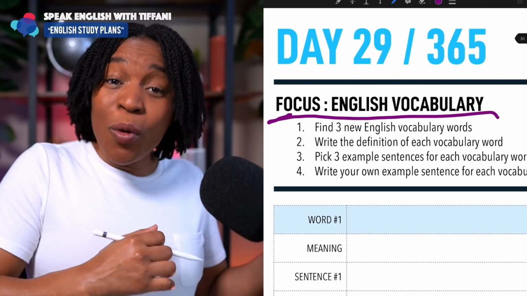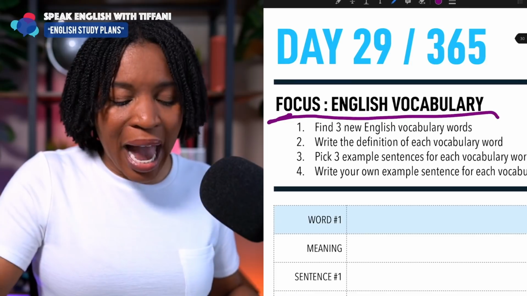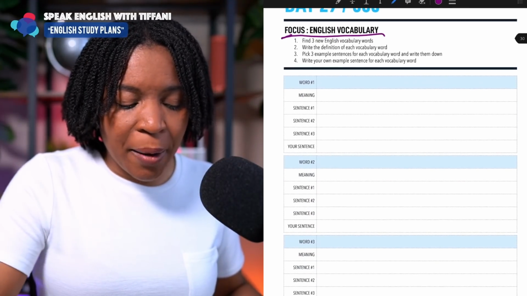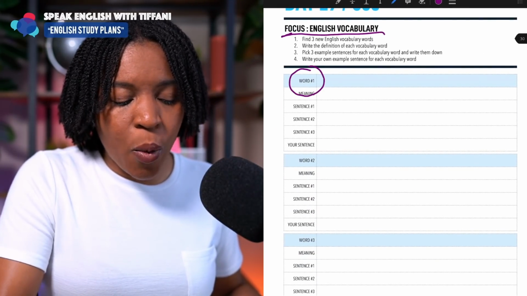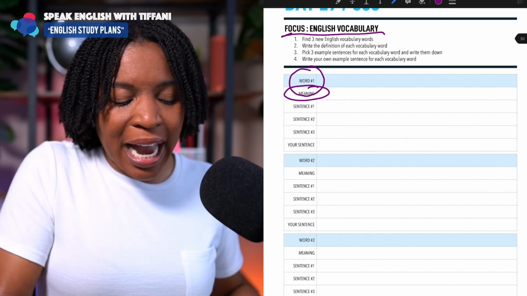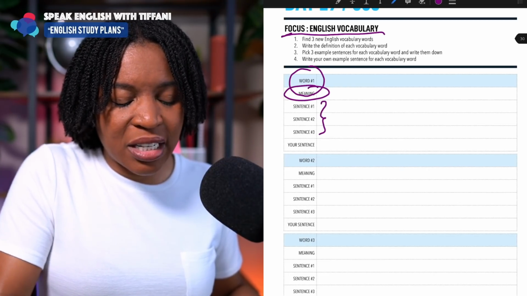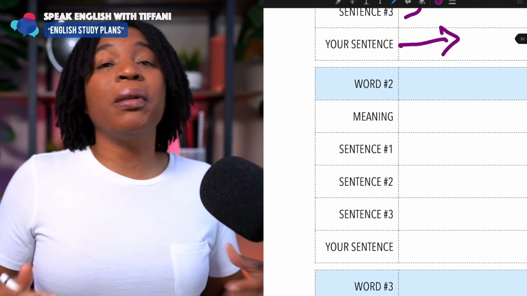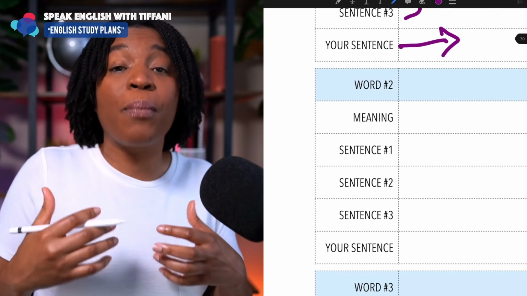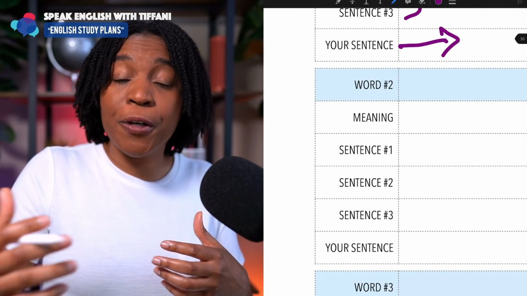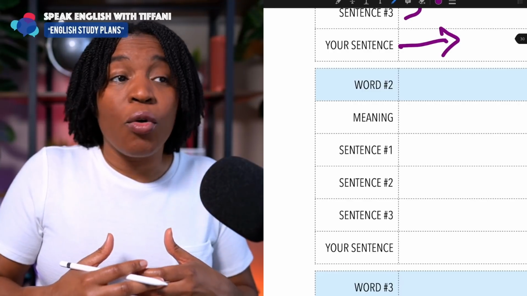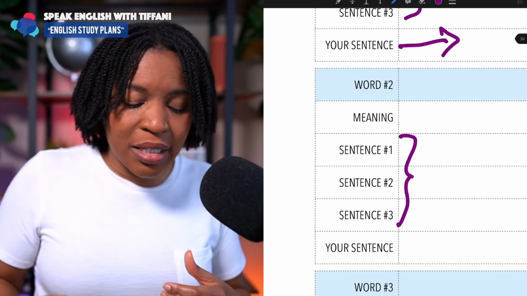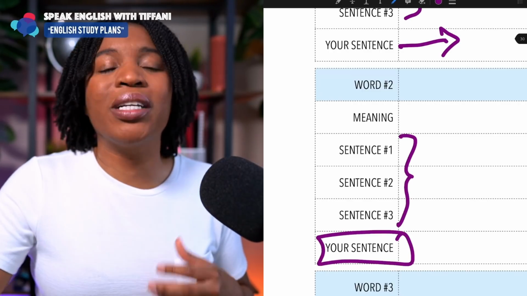Again, day number 1 for our 7-day plan is vocabulary. But look how it's set up. You have word number 1, then you have the meaning and 3 example sentences, and then your sentence. Again, in this plan as well, I emphasize how important it is to find the word, write the meaning, write 3 example sentences, and then write your own sentence. So I just wanted you to see what it looks like in an actual plan.